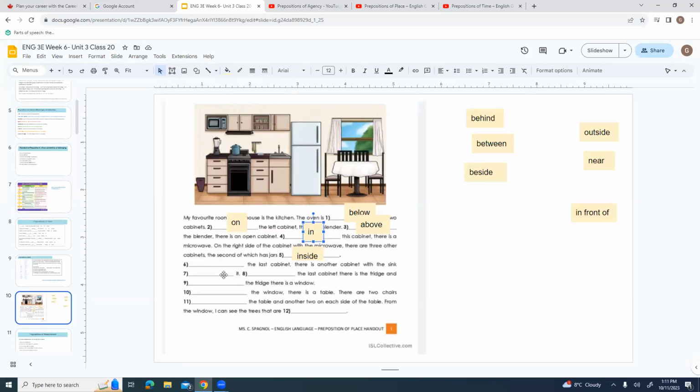Beside it, near it, in front of it. I would say inside again. I wonder if we're allowed to use inside more than once. I just made one of them there. Maybe we're allowed to use inside more than once. Okay. Blank, the last cabinet, there is the fridge and something.